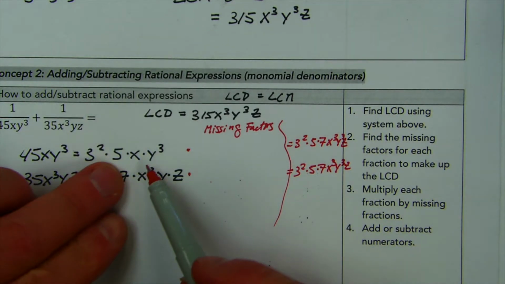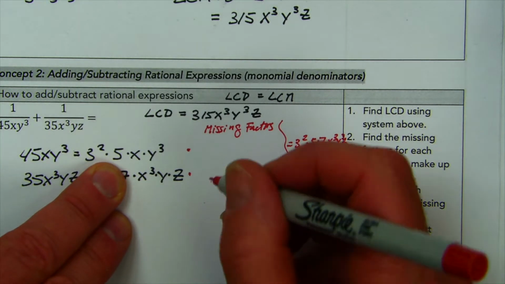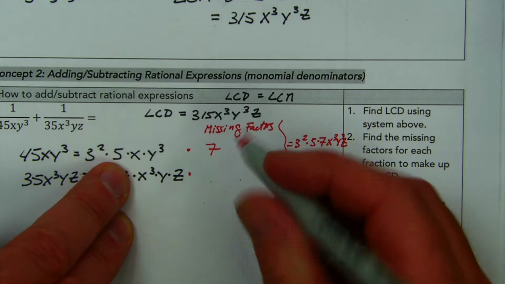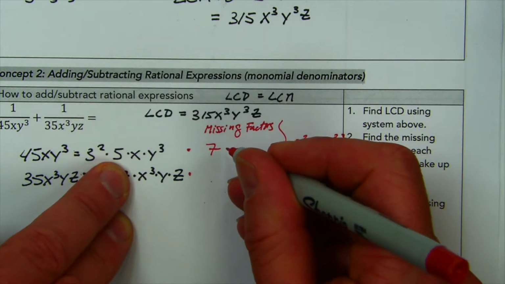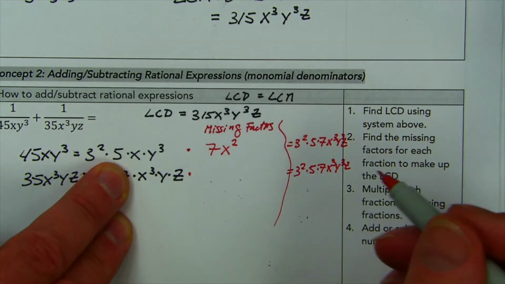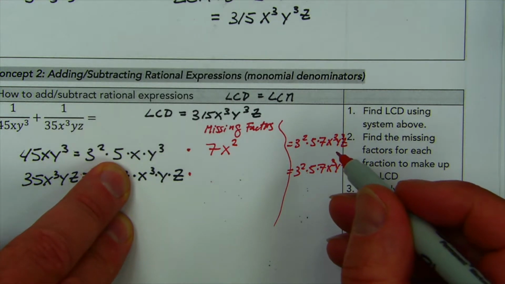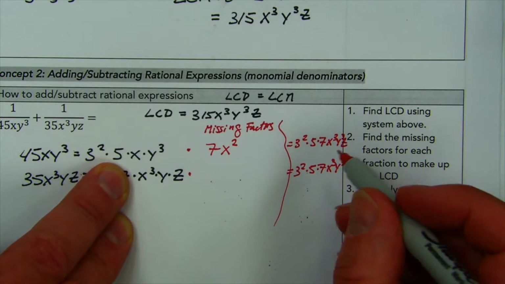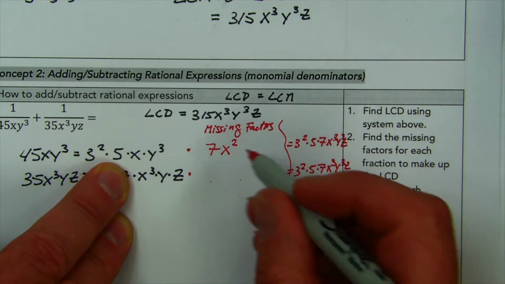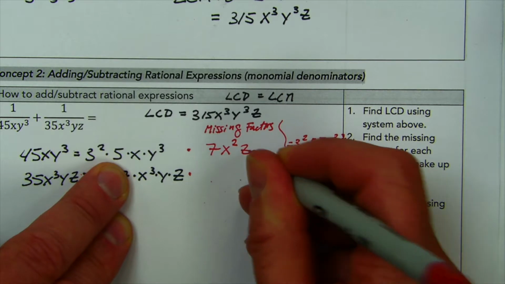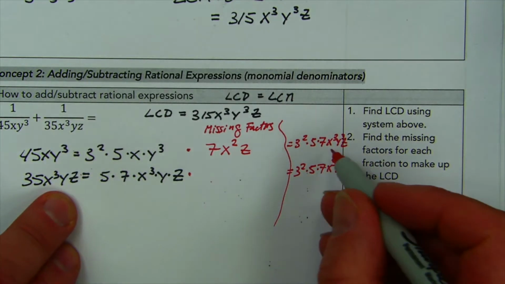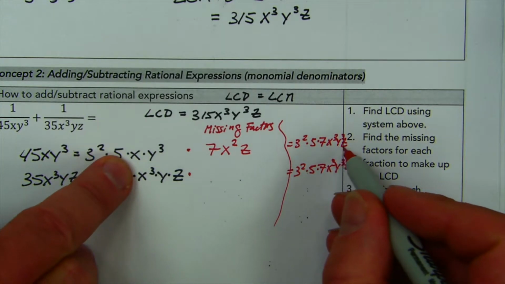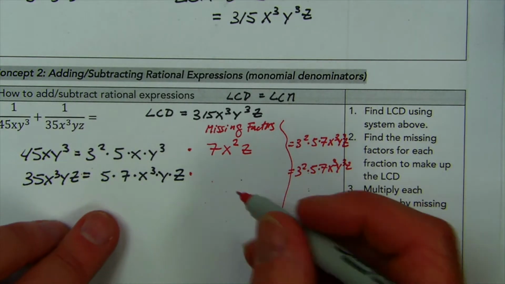All right, so what do I need to multiply this by to get that? Well, I am missing a 7. I have an x and I need an x cubed, so I'm missing an x squared. I don't need a y, and I need a z. So I got 7x squared z. I have a 3 squared, I have a 5. I need an x squared and y cubed and z. Good times.